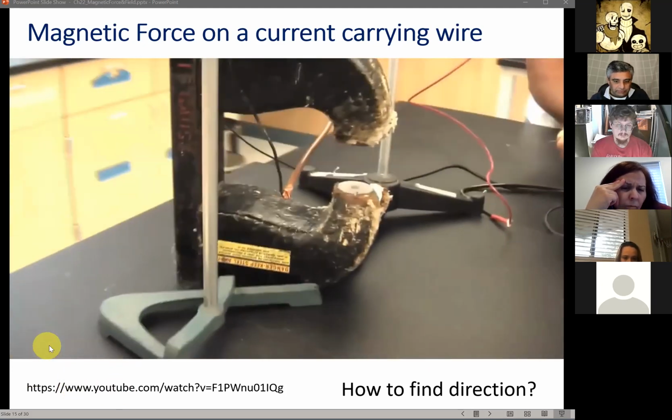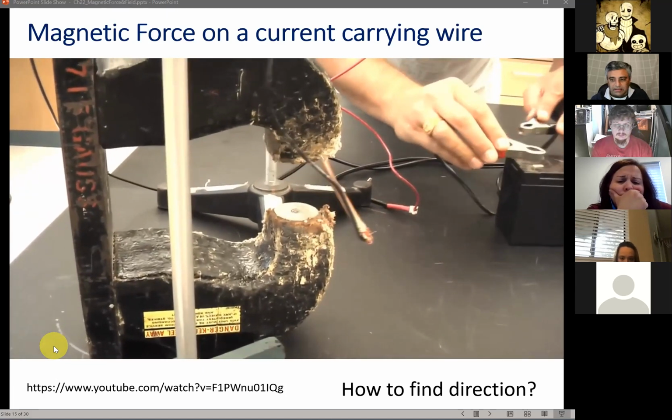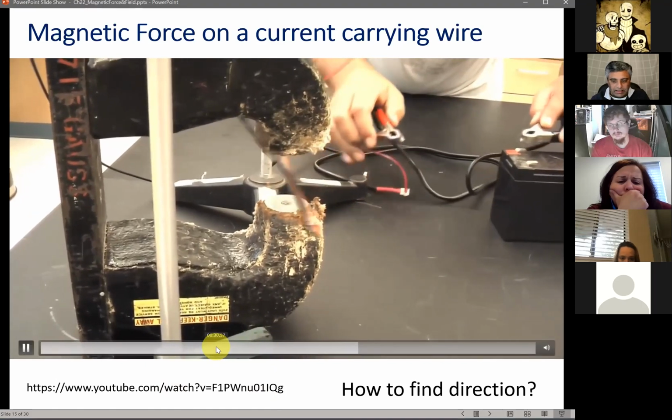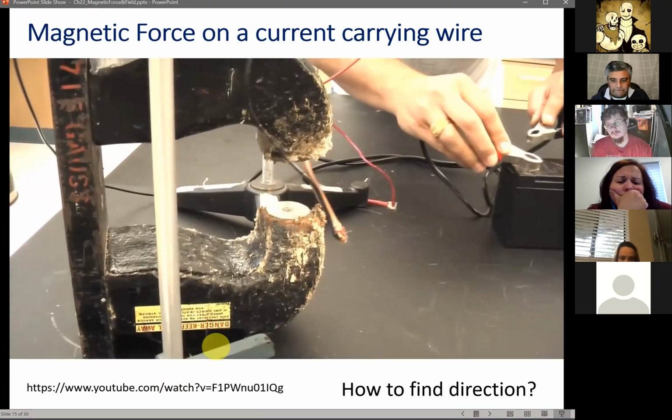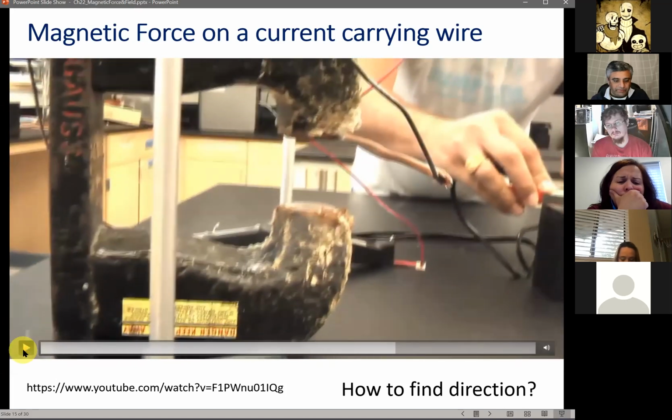Now, if I reverse the direction of the current, we expect an outward force. Oh, get this guy out of the way. And there you see it.